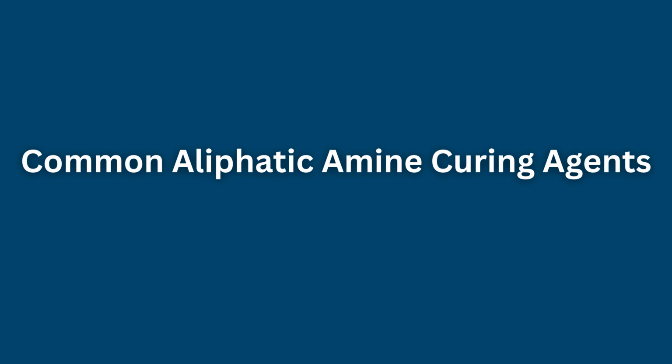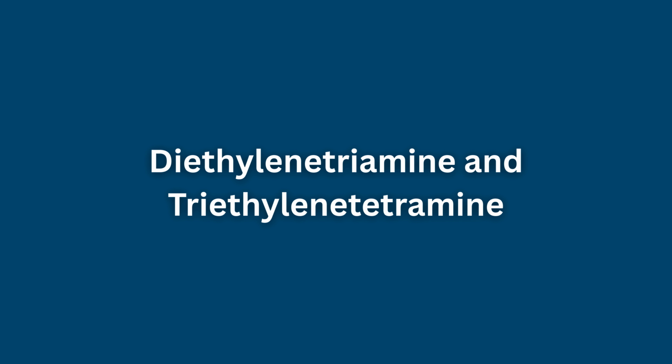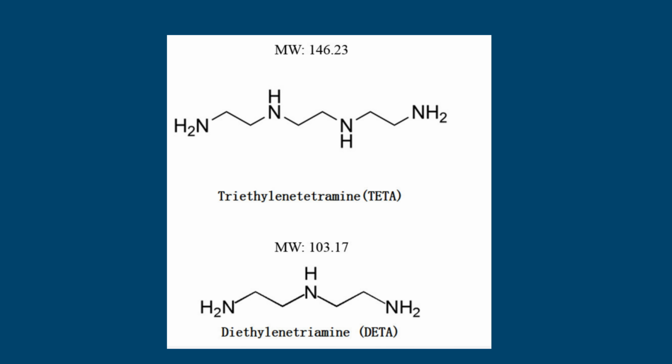Common aliphatic amine curing agents. Diethylene triamine and triethylene tetramine. Diethylene triamine, DETA, and triethylene tetramine, TETA, are widely used polyamine curing agents for diglycidyl ether of bisphenol A, DGEBA, epoxy resins. Both compounds are highly reactive, low-viscosity liquids capable of curing epoxy systems at room temperature. Typical stoichiometric concentrations for these curing agents are approximately 10 to 11 parts per 100 resin, pph, for DETA and about 14 pph for TETA.